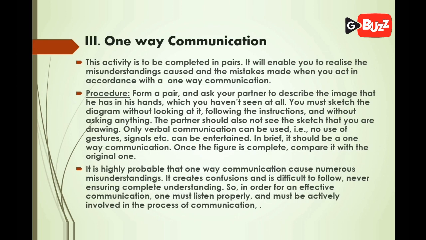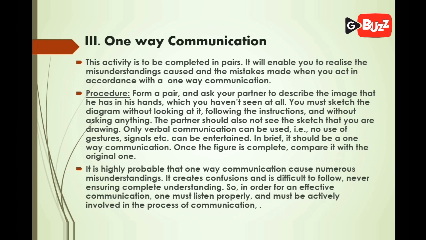One-way communication. One-way communication is an activity for pairs which will help us to realize the mistakes and misunderstandings made when we act according to one-way communication. For this activity, you should find a partner and form a pair. The partner will be then given a picture that you haven't seen at all, and he has to describe it to you. You must sketch the diagram without seeing the original, without asking any questions, but just following your partner's description. Only verbal communication should be used.